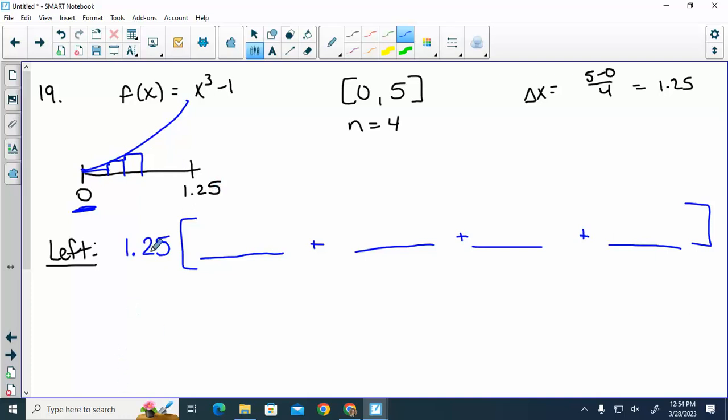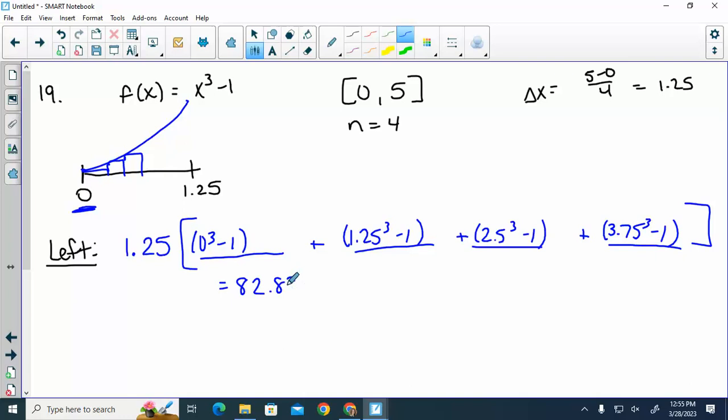So to get these, we're starting with 0, and you plug it into your function. So 0 cubed minus 1. And then to get the next one, you add your change in x, so 1.25 cubed minus 1. Add our change in x, so 2.5 cubed minus 1. Add our change in x, so 3.75 cubed minus 1. And if you do this, you get 82.891.